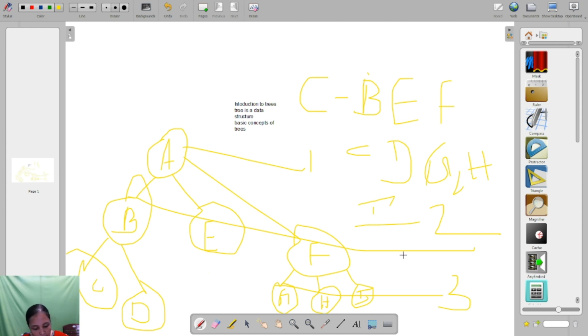The third one is siblings. Siblings means having the same parent. Children having the same parent are called siblings.